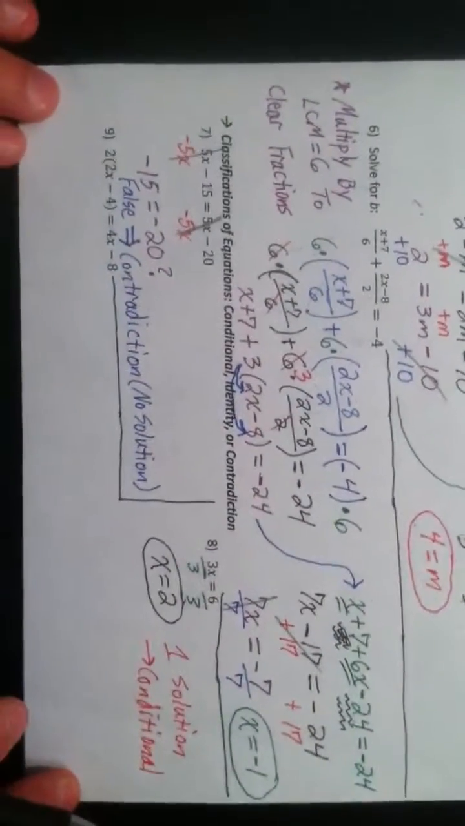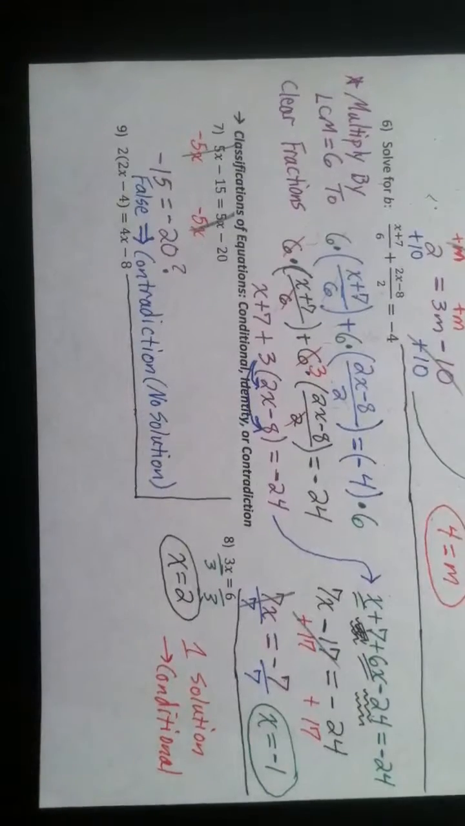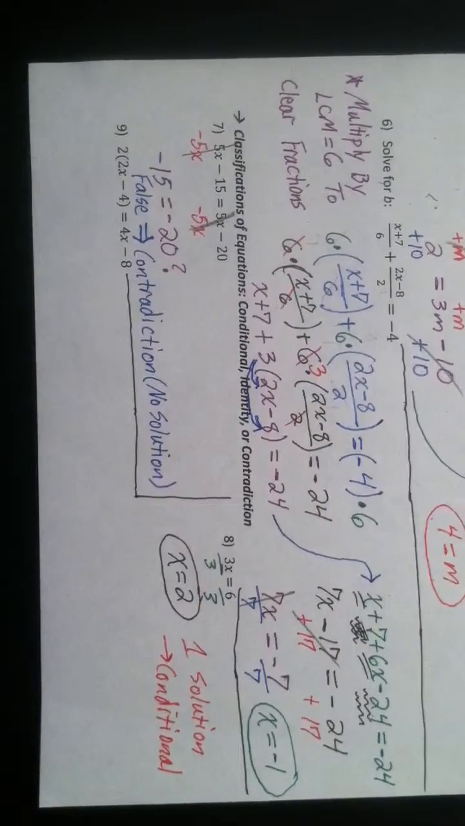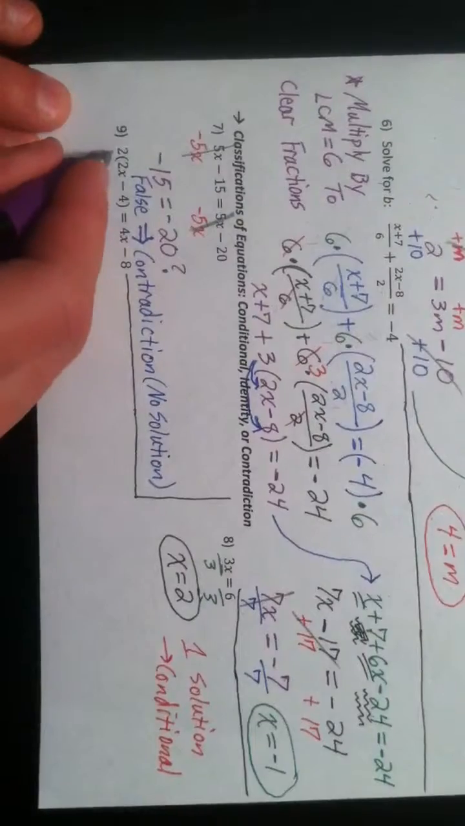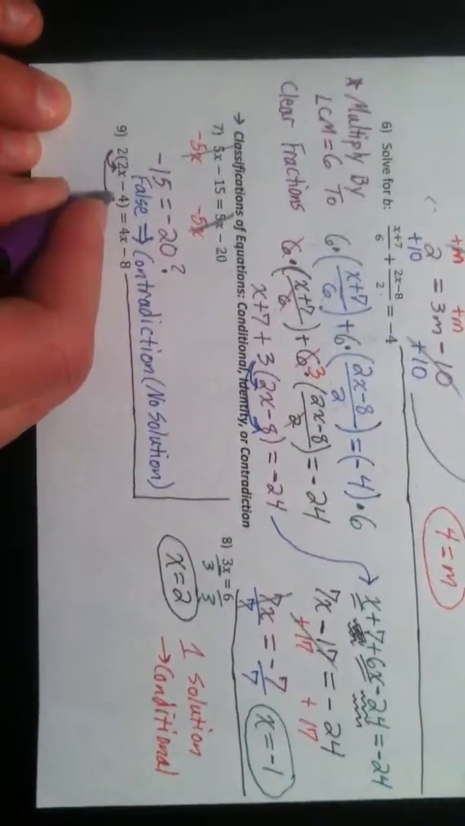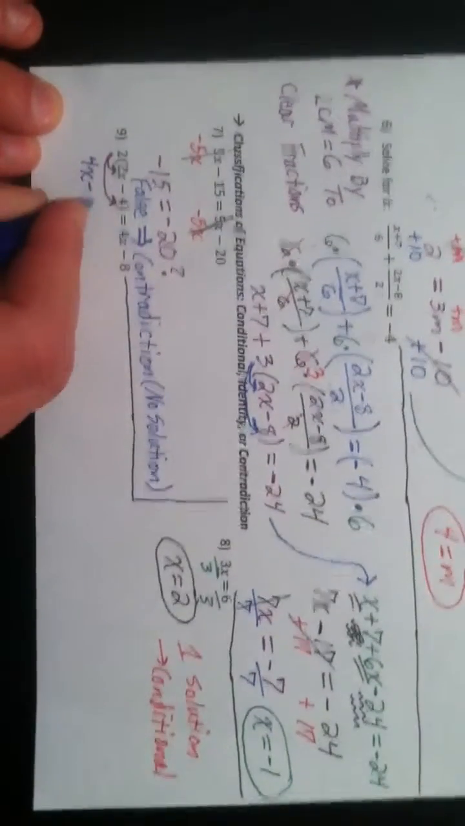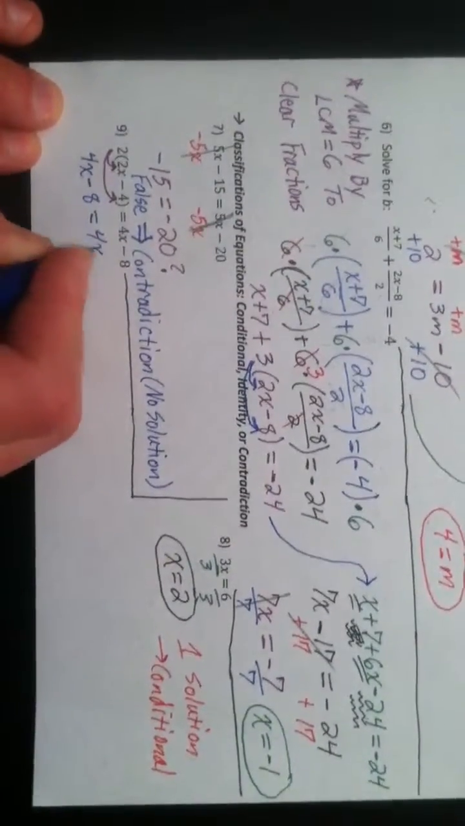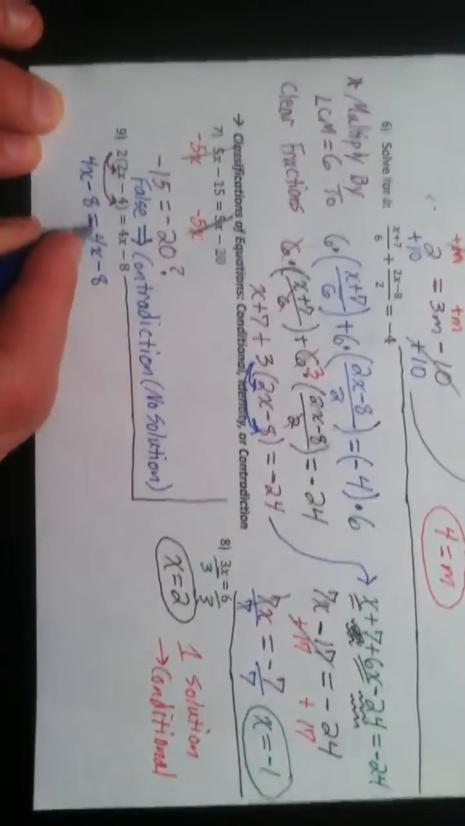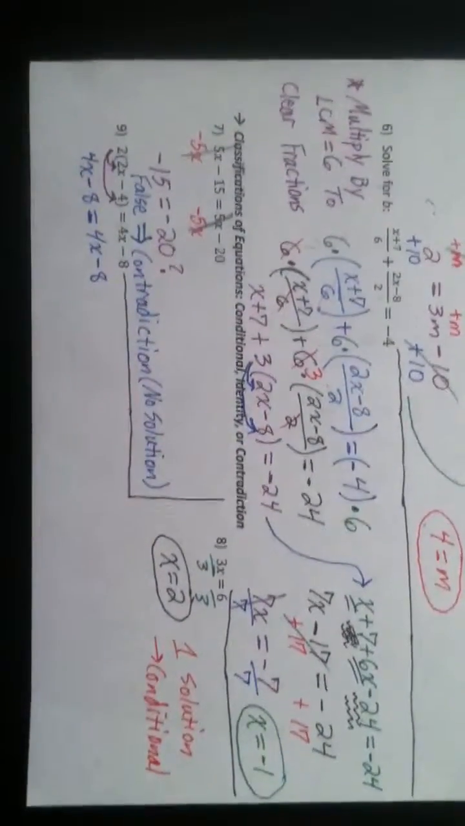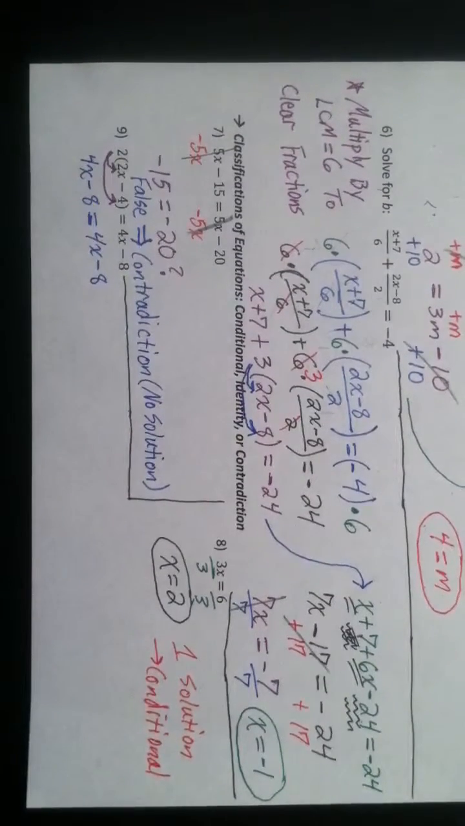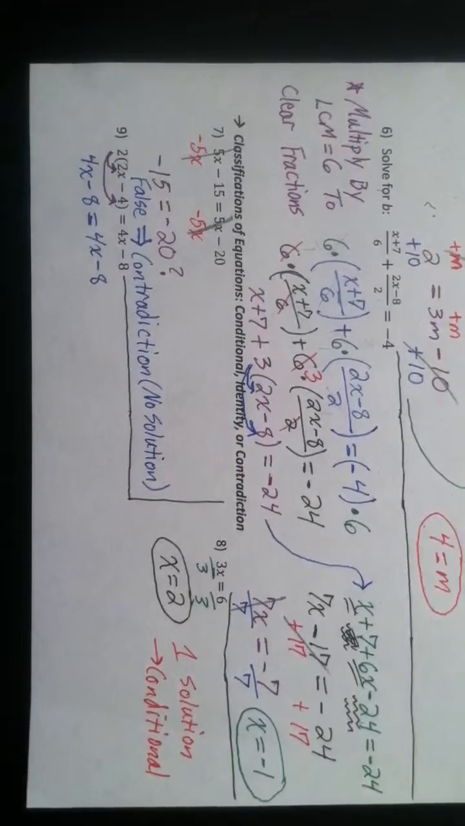And lastly, number 9, we're going to look at that equation. You have to do a little more work in this one. Start by distributing 2 to the 2x, 2 to the negative 4. That gives us 4x minus 8 equals 4x minus 8. At this point, you can see you have the same thing on both sides. If you have the exact same thing on both sides of your equation, it is called an identity. That's going to be true no matter what you plug in for x, because you have the exact same thing on both sides.